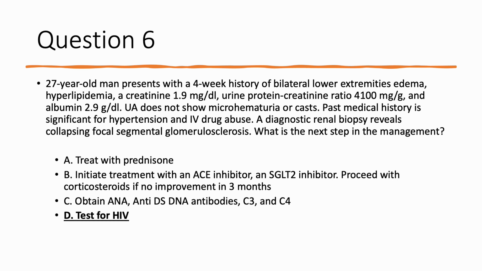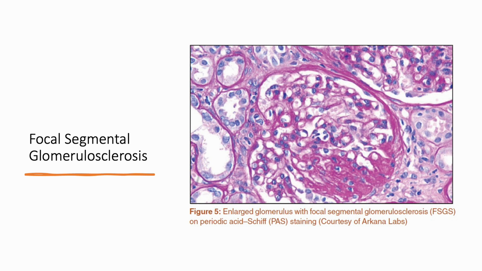Like I said, corticosteroids are not mainstay treatment for HIV nephropathy. They've tried that in the past, but now we have really effective treatment for HIV. Obtaining ANA, anti-double-stranded DNA, C3 and C4 is good, and it should be done, but still you have to test for HIV. Now, on this slide, we see a patient with focal segmental glomerulosclerosis.